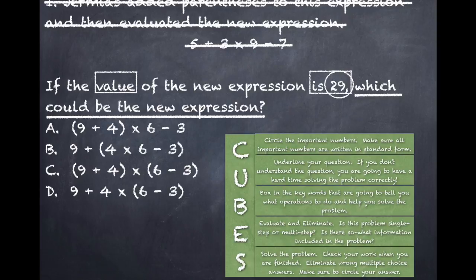Is this problem single step or multi-step? Is there so what information included in the problem? You'll notice that I marked out the sentence at the top of the slide. All of that is so what. None of that's going to really help us solve the problem. And we've already discussed that in order to solve this, we're going to need to work out every answer choice.